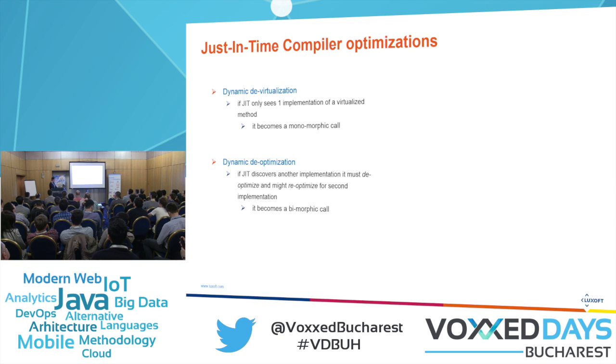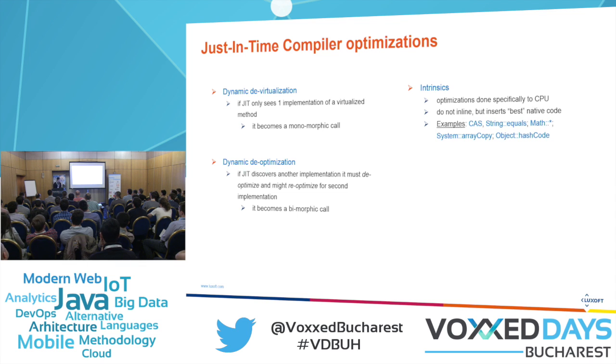Okay, so we end up with some de-optimization. What happens if after a while the just-in-time compiler spots there is a third implementation? What do you think? Very good, yes. It de-optimizes again and re-optimizes, and it becomes a megamorphic call.